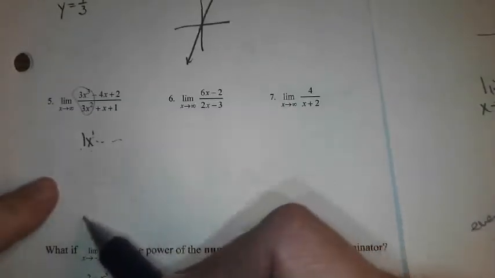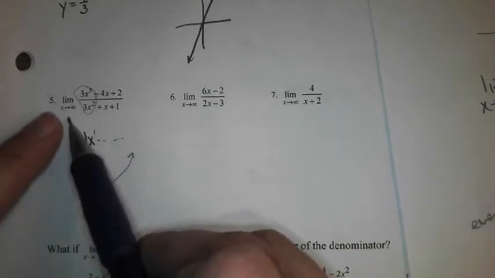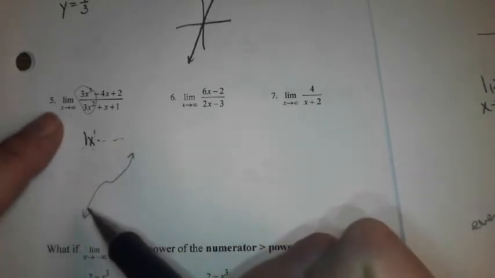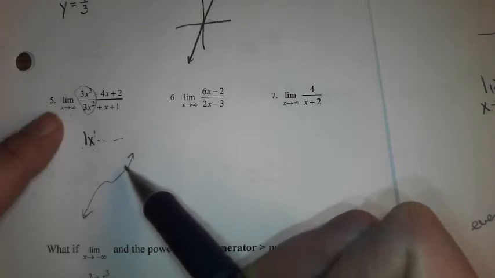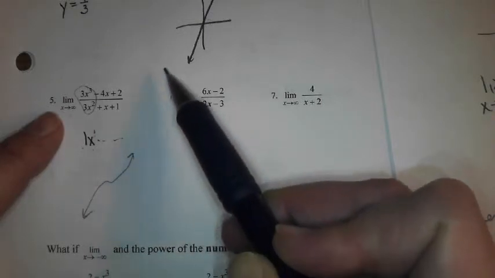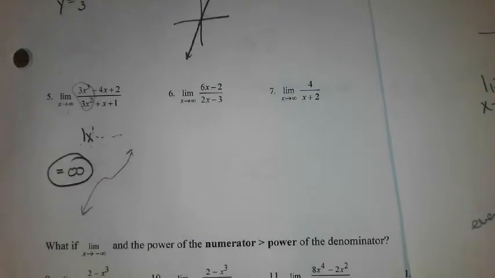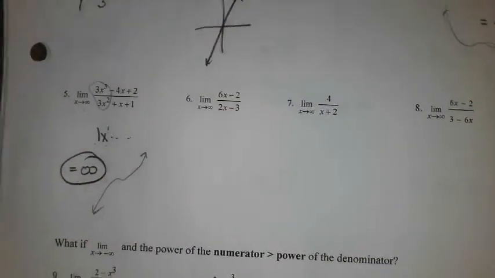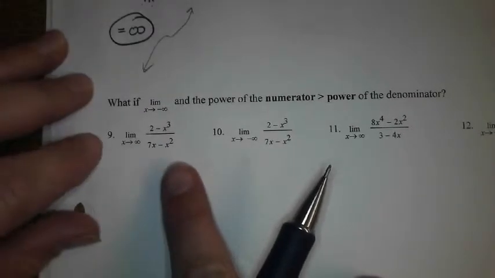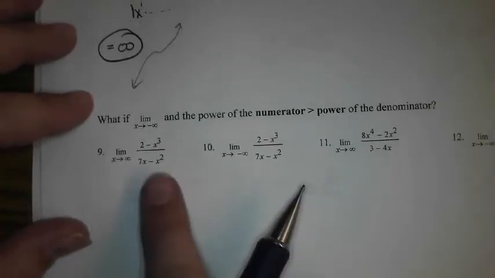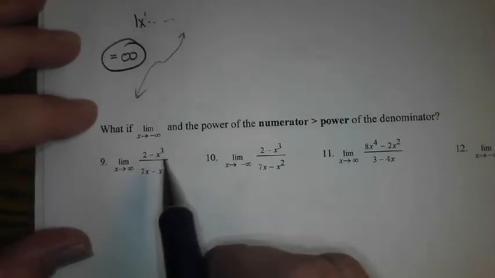So we kind of visualize a graph like this, and as x approaches infinity, so as I move to the right, what's happening to my y-coordinate? Infinity. Good, Greg. So jump down to 9. There's another big over small, and we're still approaching infinity.